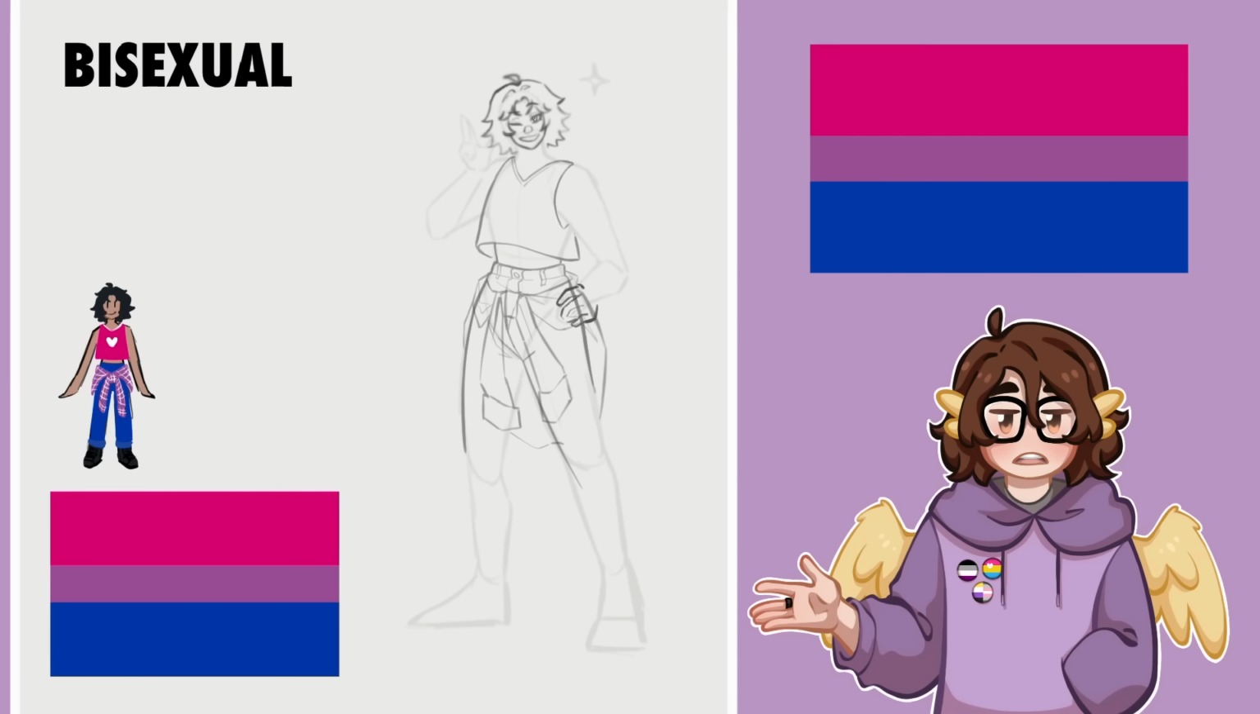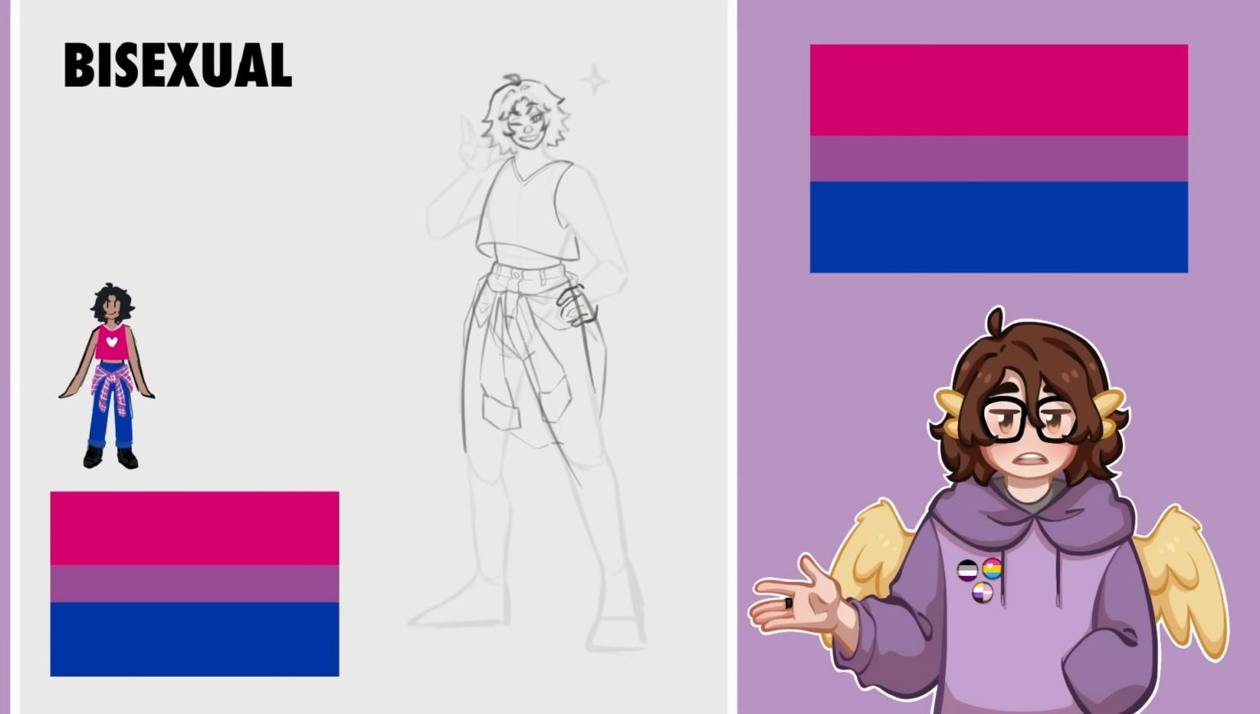In the flag, the pink stripe is representative of attraction to the opposite gender, and the blue stripe is representative of attraction to the same gender. The purple stripe is meant to represent the overlap of those two, and as such, it's supposed to be representative of one's attraction to both.